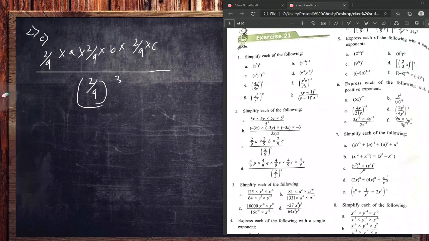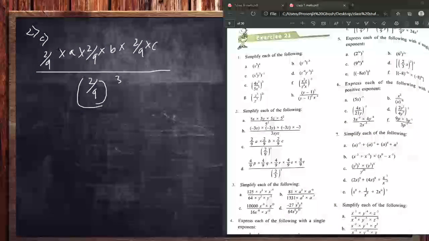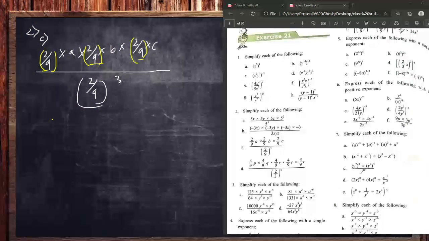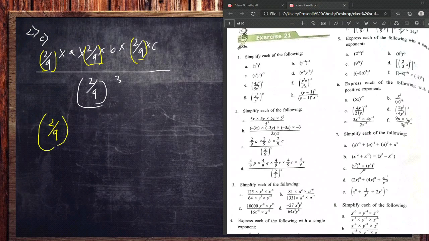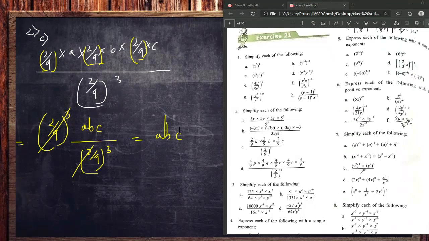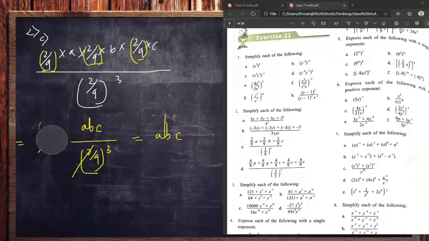So in this case, see, in the denominator you have 2 by 9 whole cube. Also in the numerator, you have three 2 by 9 multiplied. So this 3 is representing 2 by 9 whole cube in the numerator. And a, b, c are also there. So we also have 2 by 9 cubed in the denominator. Just cut them down. So the final answer will be a, b, c. Very nice one. We don't even have to think about more calculations.